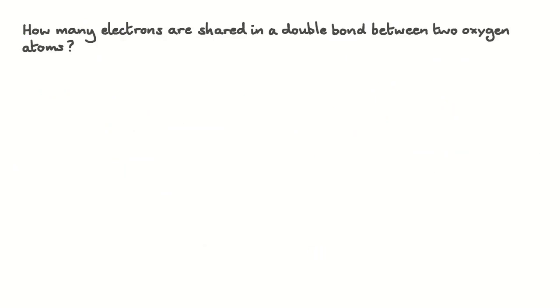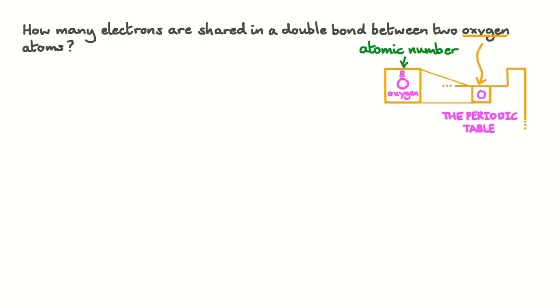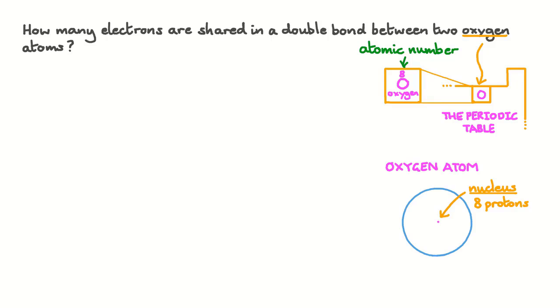How many electrons are shared in a double bond between 2 oxygen atoms? Oxygen is an element, and we can find information about the element on the periodic table. The atomic number of the element oxygen is 8. This means that oxygen atoms contain 8 protons. And since atoms are by definition neutral, we have 8 electrons as well. 8 electrons to balance out the charge of the 8 protons.